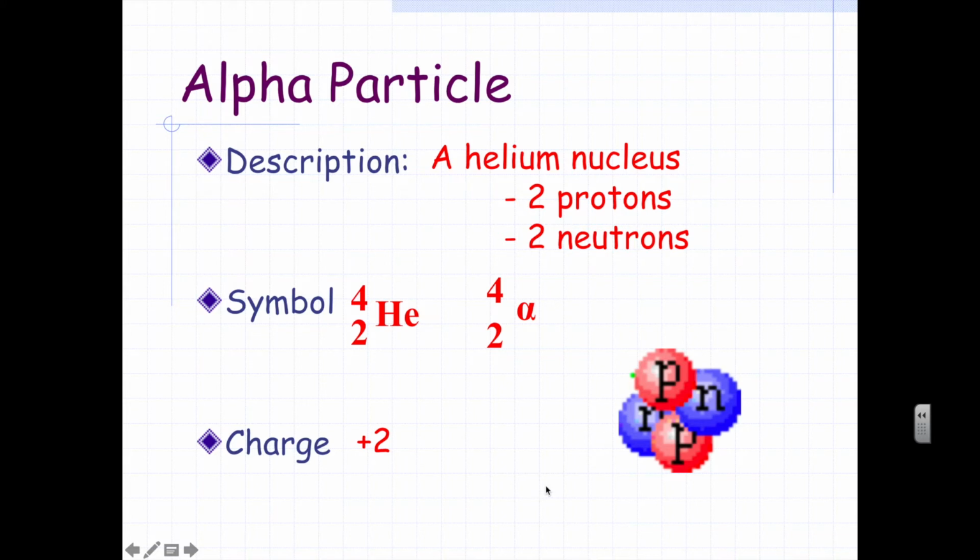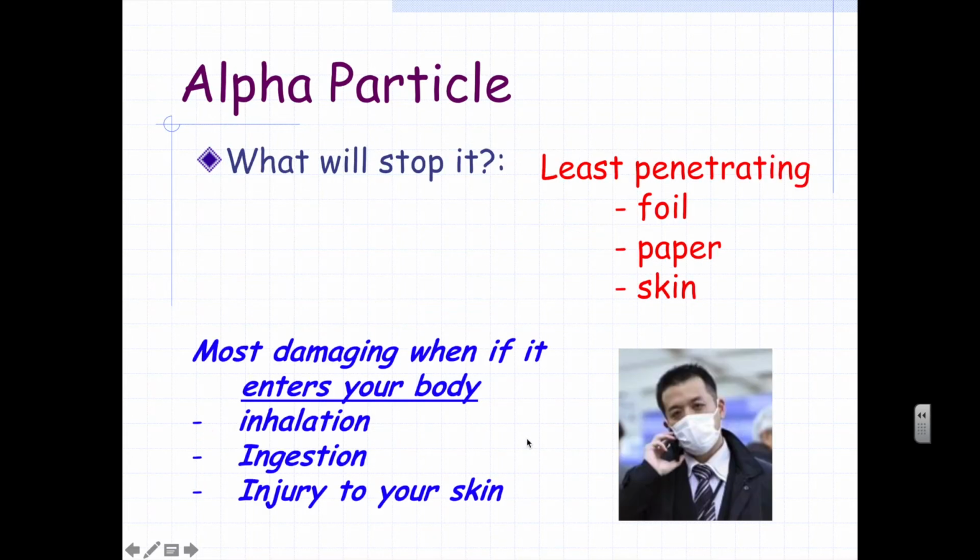The first one is the alpha particle, so we call it, and it's the helium nucleus with only two protons and two neutrons. It has a charge of positive 2. We use nuclear notation here to show the bottom number shows the atomic number, the top number shows the mass number. That's the number of protons plus neutrons.